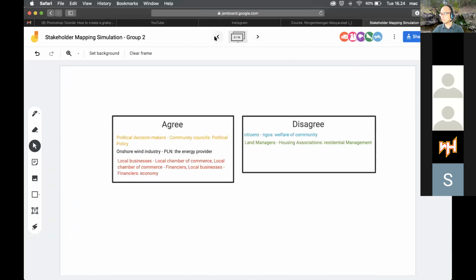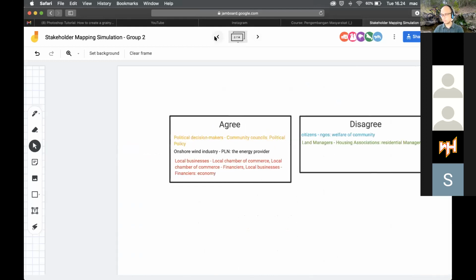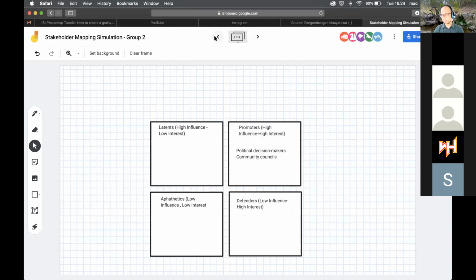Yang kedua dulu, Pin. And this is our temporary diagram, and we have decided that the political decision makers and community councils are the promoters, because they have high influence and high interest. And next frame.